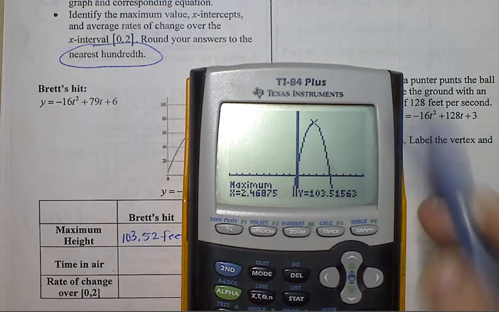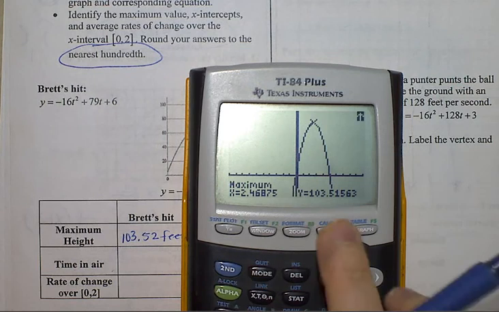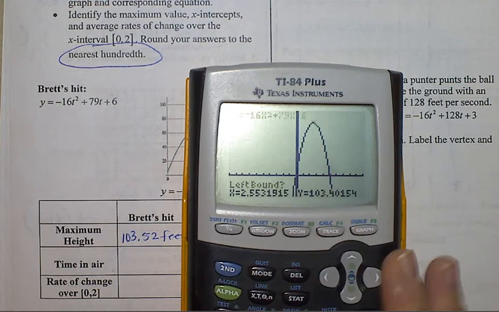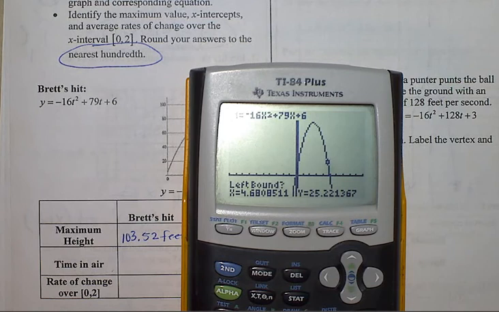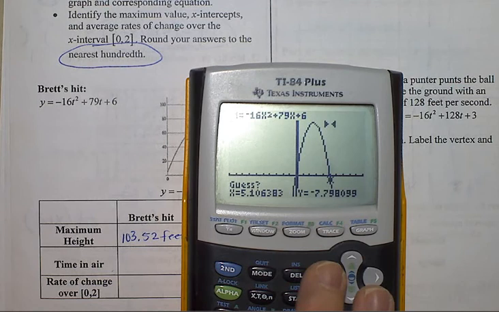So we're going to find the zero. Second, trace, zero. The first direction says left bound. That means, in this case, anywhere above the x-axis, press enter. The second direction is go anywhere below the x-axis, press enter. And now guess where it is. Get as close as you can to the x-axis and press enter.